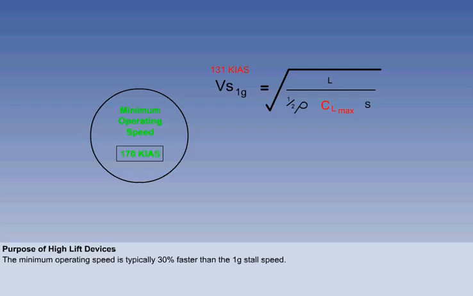Here you can see the transpose lift formula you were introduced to in previous lessons. Please note the typical stall speed for a jet transport aircraft of 131 knots indicated airspeed, and the associated minimum operating speed that is 30% higher.